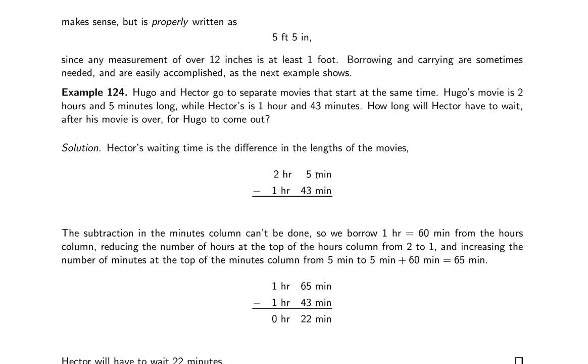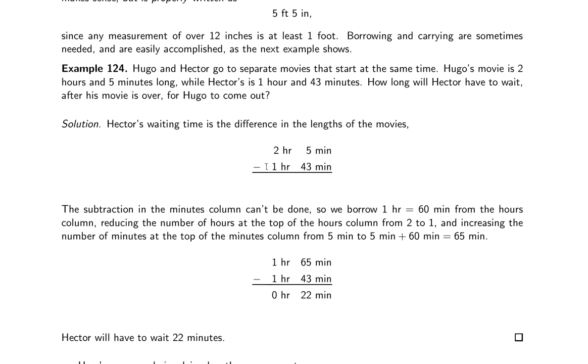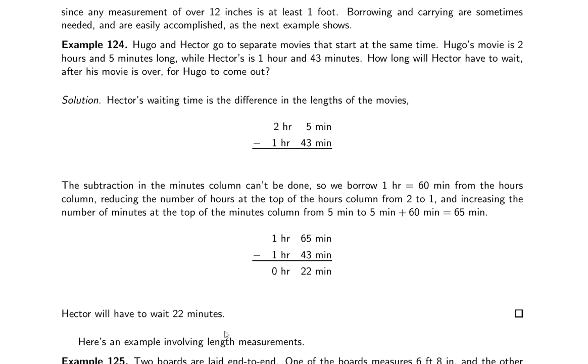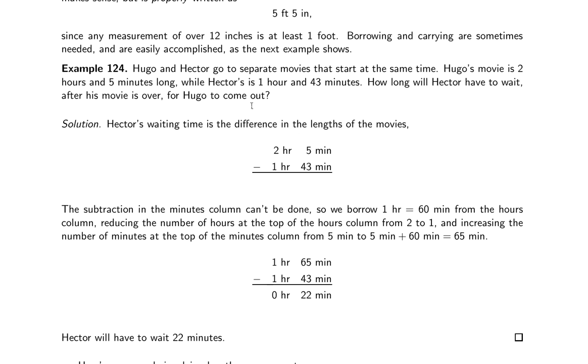We want to subtract 43 from 5, but again, 5 is too small, so borrow 1 hour. Make this a 1, and then bring over the 60 minutes, so we get 65 minutes. Now we can subtract. 65 minus 43 is 22 minutes. 1 from 1 is 0. So Hector has to wait 22 minutes. You could have figured that out using common sense as well. 43 minutes, so that's another 17 minutes to get to 2 hours, plus another 5 minutes after that. So 17 plus 5 is 22.